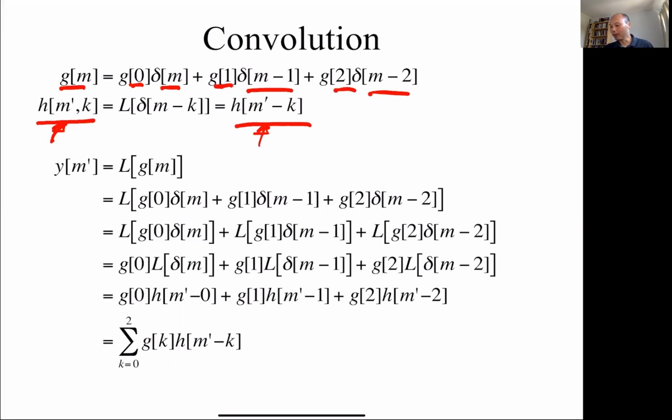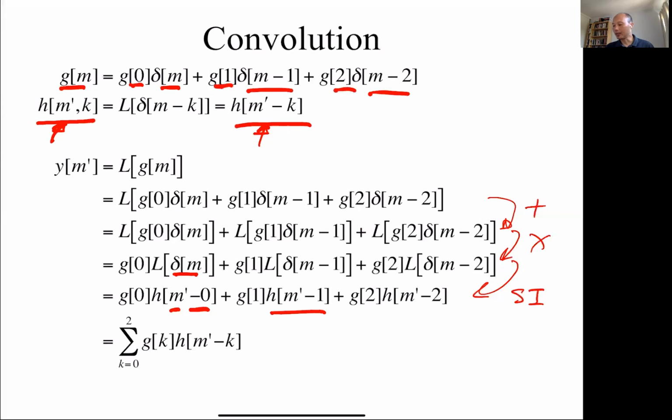So we do the same thing we did before. Going from here to here, we apply the addition property. Going from here to here, we apply the scaling property. And then going from here to here, we apply shift invariance. Because we know that the response to delta of m is just h of m prime minus 0. And then the response to delta of m minus 1 is just this response h of m but shifted by 1.